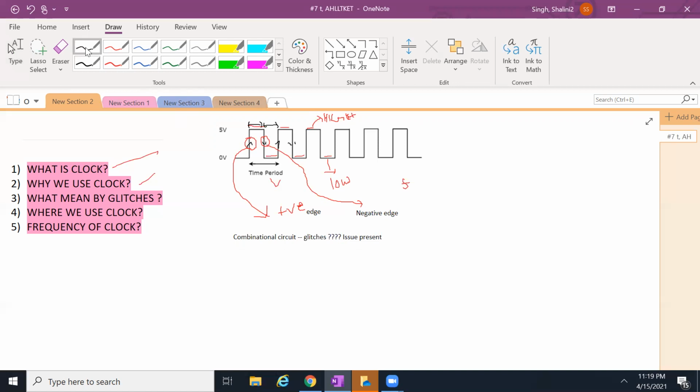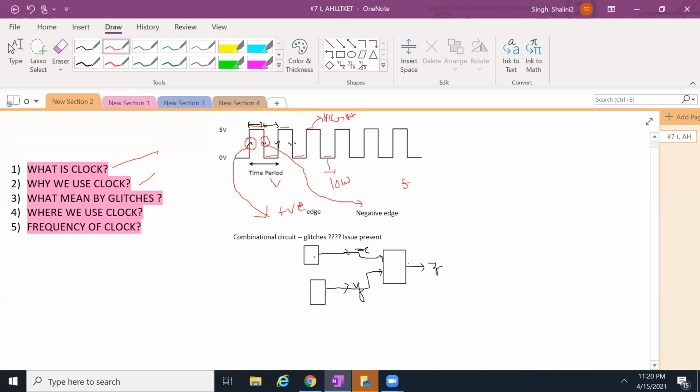Suppose in the combinational circuit we have two different circuits. From the first circuit we are getting output X, and from the second combinational circuit we are getting output Y, and both of these go to another combinational circuit as inputs. Here we are getting the Z output.